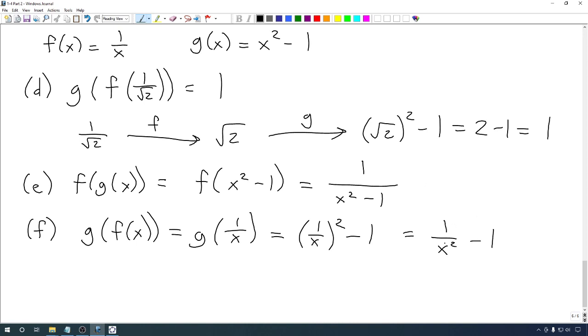The domain of part f is all numbers except for 0. We can't plug 0 into this function or else everything blows up. For e, we actually have 2 points that we leave out. We can't plug in 1 because 1 squared minus 1 is 0. We also can't plug in negative 1 because negative 1 squared minus 1 is also 0. So this has 2 missing points. This has 1 missing point.